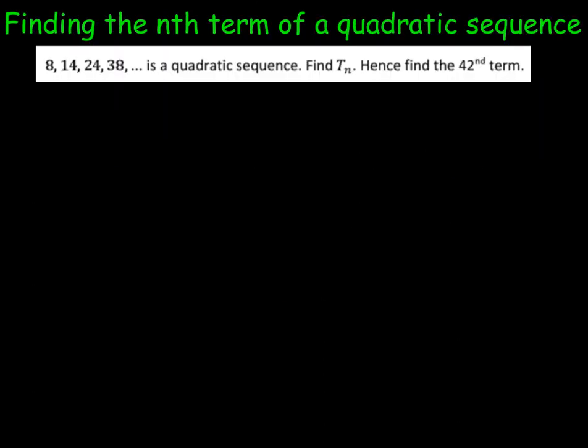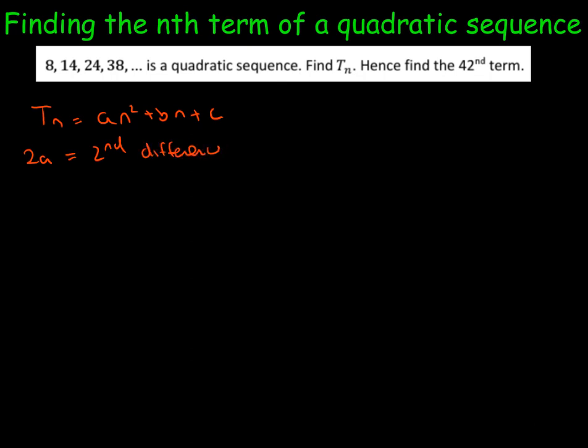To find the nth term of a quadratic sequence, we need to learn off this formula. The t of n of a quadratic sequence is not in the log tables. So it's an squared plus bn plus c, where 2a is equal to your second difference. And you just have to learn that off.